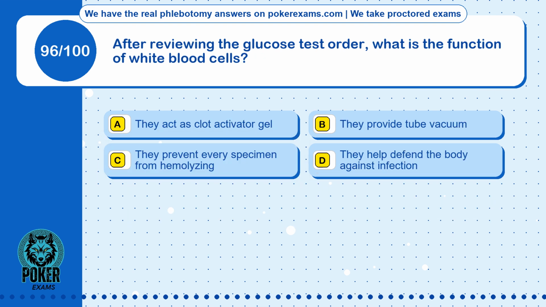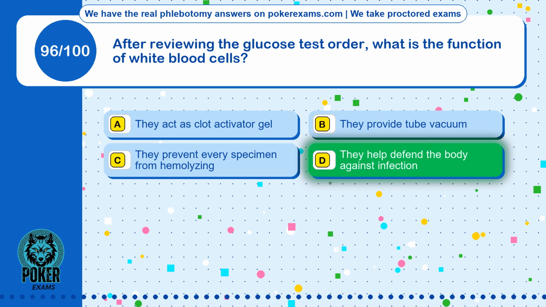Question 96. After reviewing the glucose test order, what is the function of white blood cells? Option A. They act as clot activator gel. Option B. They provide tube vacuum. Option C. They prevent every specimen from hemolyzing. Option D. They help defend the body against infection.